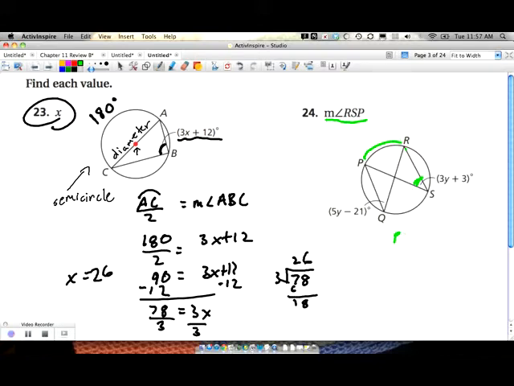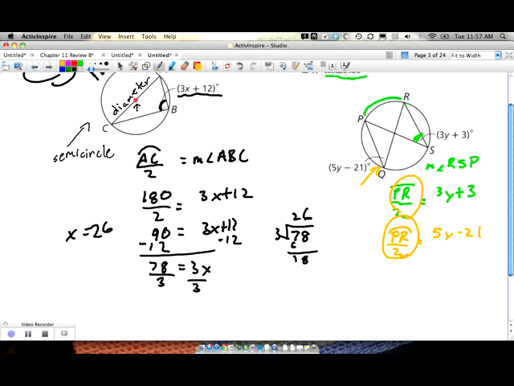So if I know that arc PR divided by 2 equals 3y plus 3, which is angle RSP, I also know that PR, the arc, divided by 2 is equal to this angle here, which is 5y minus 21. You see that they're both equal to the same thing. When two things are both equal to each other, I can do a little bit of substitution and then set these two pieces equal to each other.